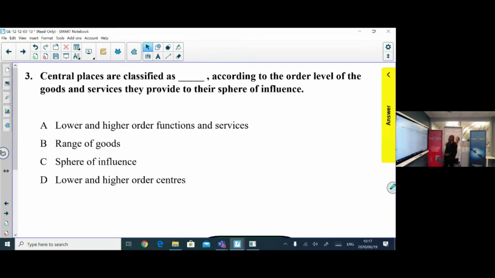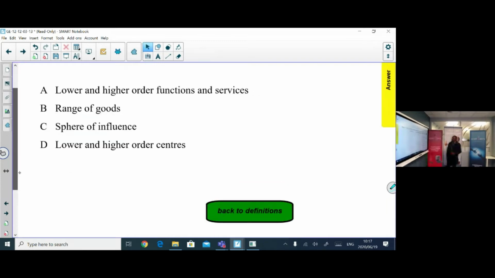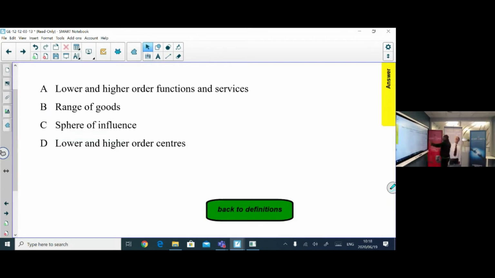Central places are classified according to the order or level of the goods and services they provide to their sphere of influence. What is the answer here? So this leads us back to the definitions, and then we can check what the definitions are. Then we come here, look at our definition and find the answer. So we go back to the question.